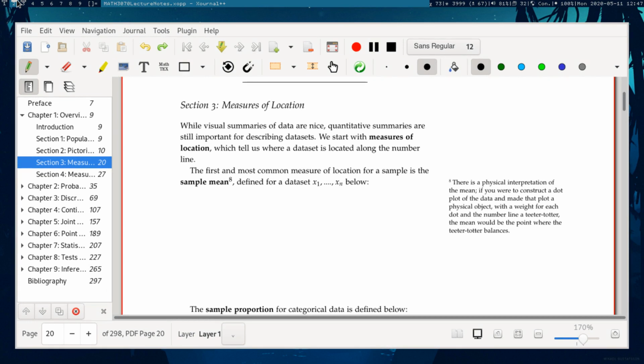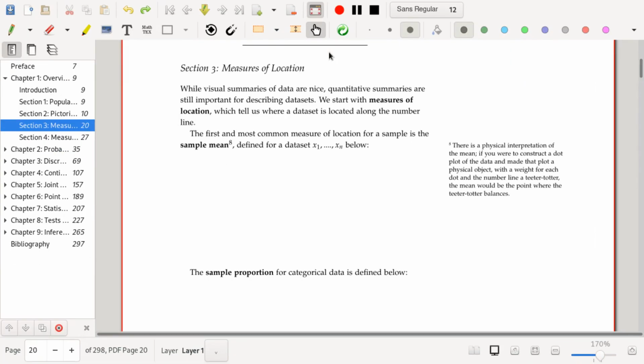So up to this point, we've talked about visual summaries, and visual summaries are nice. The thing is, though, we don't want to restrict ourselves just to visual summaries. We would also like to be able to have numerical measures of data to understand distributions. So we're going to start with measures of location. Measures of location tell us where a dataset tends to be located along a number line.